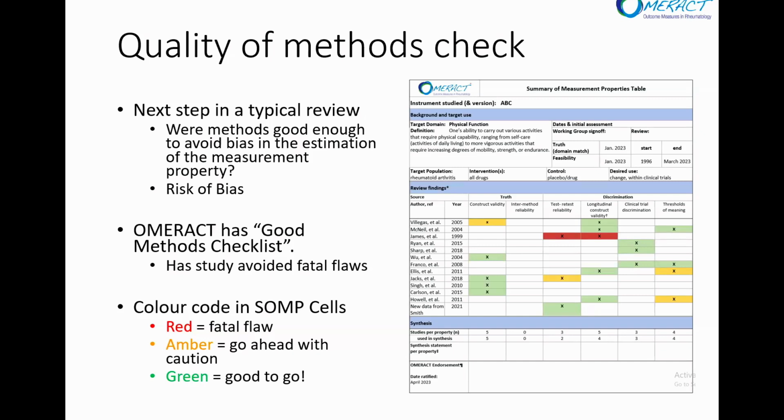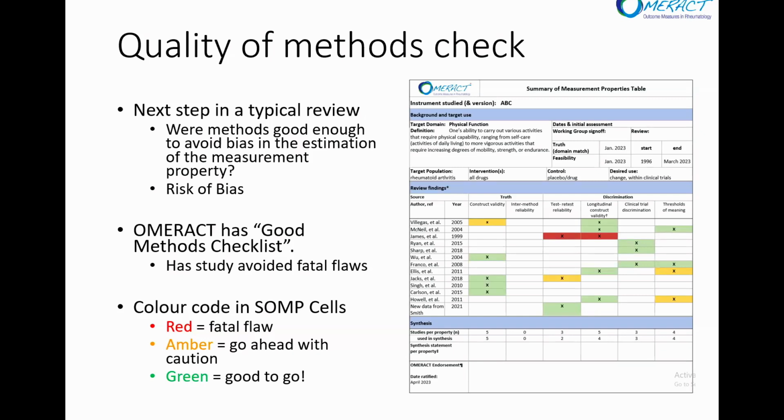And we color code. So red would be, we think that it has maybe not been able to avoid a fatal flaw, so we're going to give it a red. Amber means go ahead, proceed with caution. There might be some things that were unclear, or you want to be a bit cautious about the study, but it's still a go ahead. And green is that it's good to go. It's avoided the risks of bias.